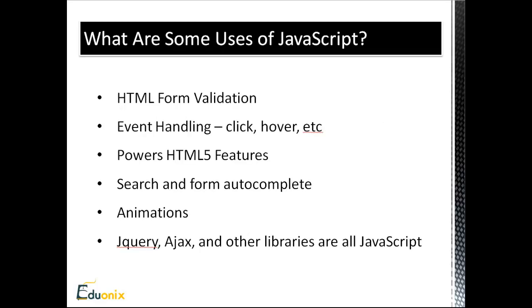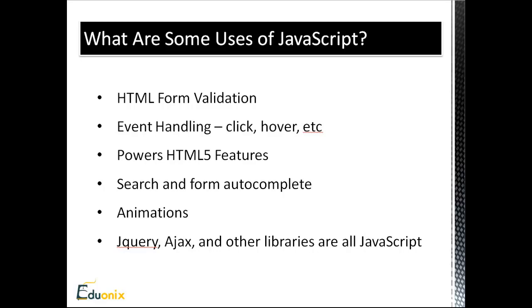So, some uses of JavaScript. There's a ton of things that JavaScript is used for, but here are some of the more common functions. We have HTML form validation, to validate fields, to make sure that required fields have some content in them, validating email addresses, numbers, ranges, all kinds of things. Event handling. If you want, say, to have something pop up when you click on a link, you would use JavaScript or libraries such as jQuery to do something like that. Or if you want an image to change when you hover over it, things like that.